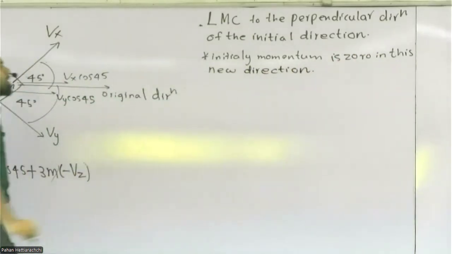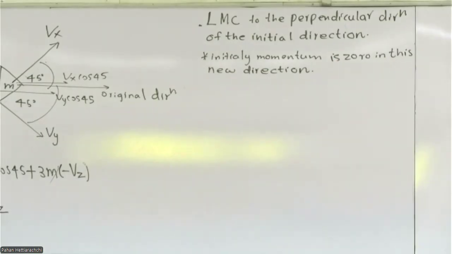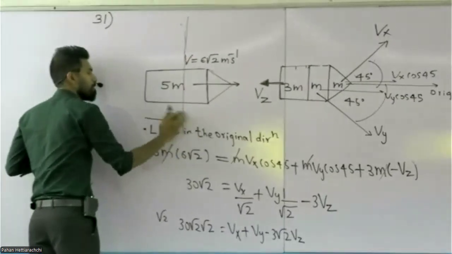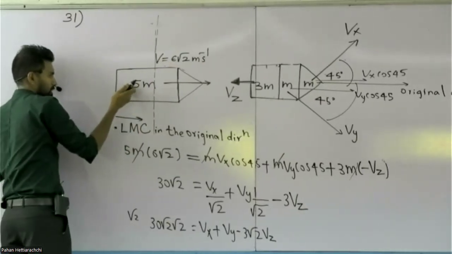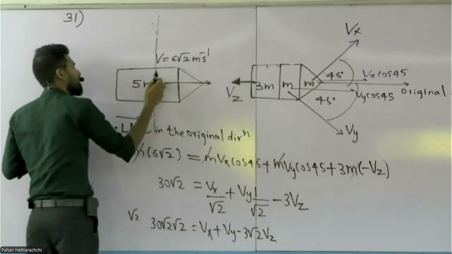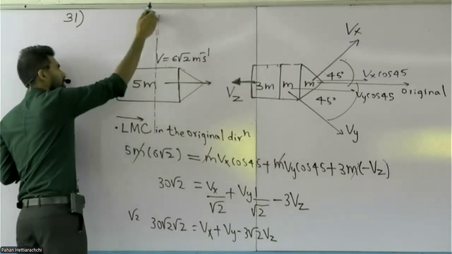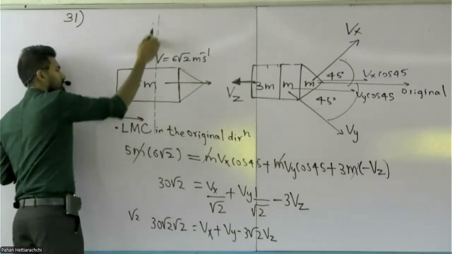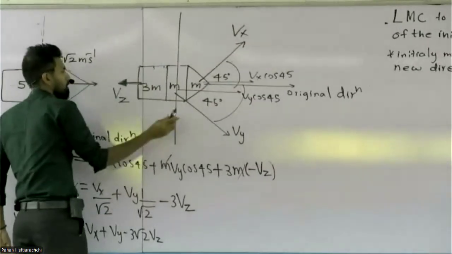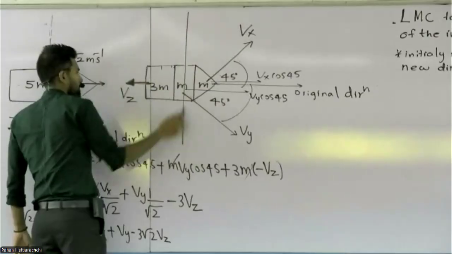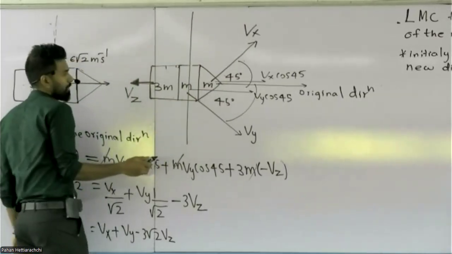Initially, the momentum is 0 in this new direction. Initially, it was moving in the original direction. So, with respect to that direction, the perpendicular direction does not have a momentum. So, after the explosion also, momentum in the perpendicular direction should cancel out.